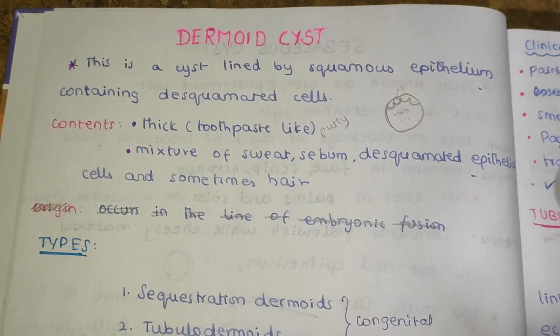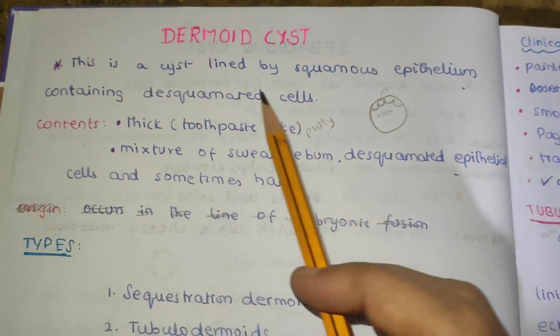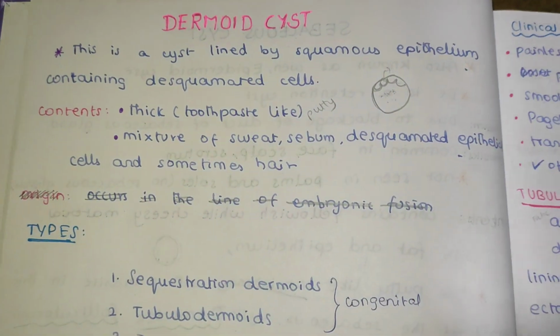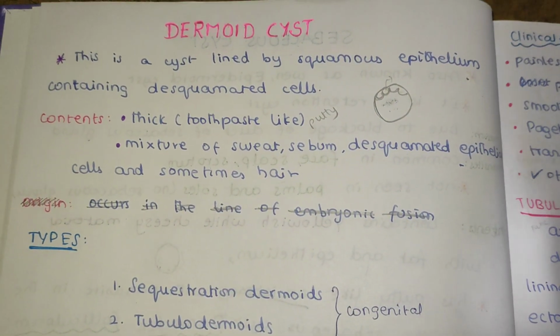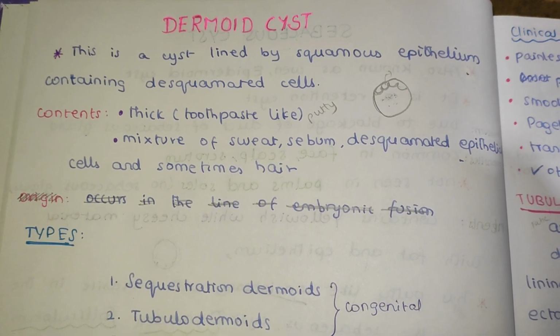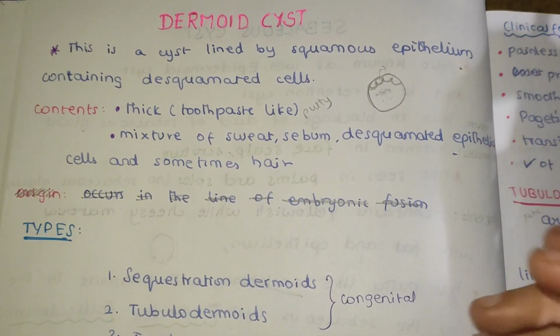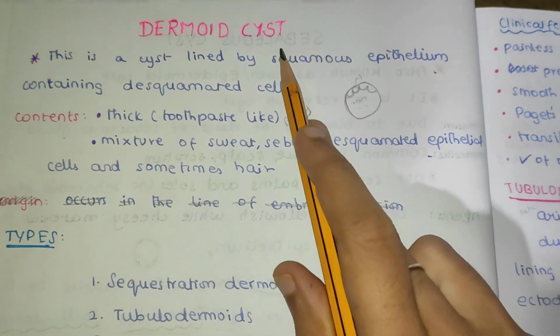Welcome all. Today we are going to see a topic in surgery, that is dermoid cyst, and it is a topic in the chapter swellings. It is an important 5-mark question for university exams. So coming to the topic, what is dermoid cyst?